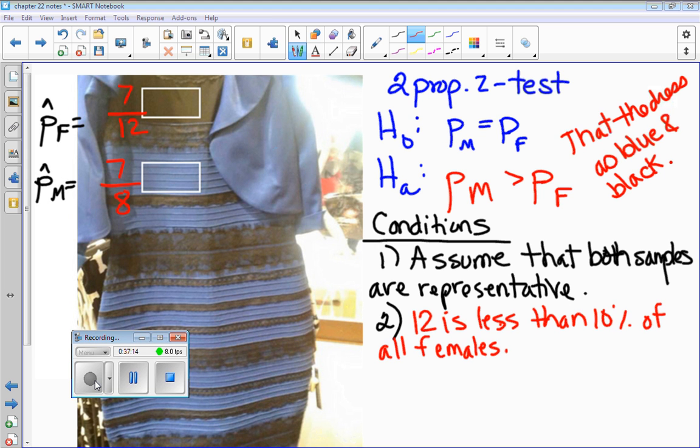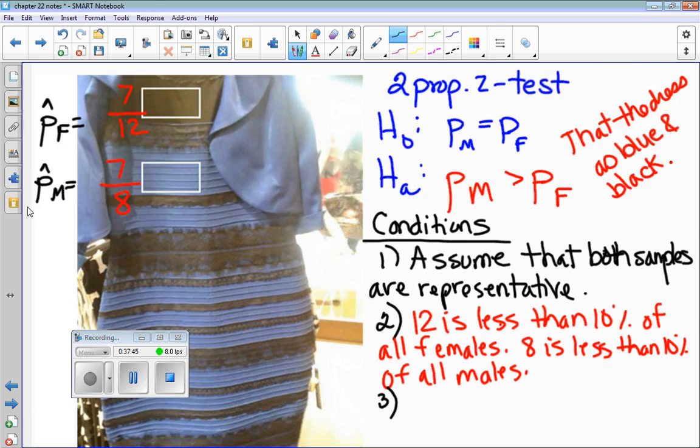And we also need to say that 8 is less than 10% of all males. Okay. What's the third condition? Right, greater than 10. So we're going to have to do it for both NP and Q for males and NP and Q for females. Okay? In other words, you're going to do 4 inequalities here. Got to do it for both.